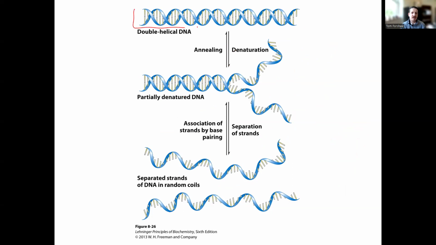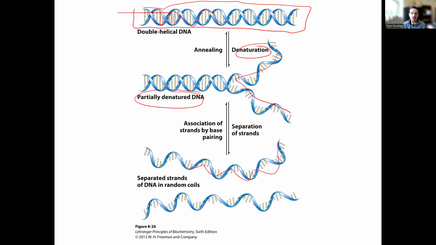You have your double-stranded DNA. In blue is the phosphate backbone, and the bases interacting between it. But if you were to apply heat, you can break it apart. If you continue to apply it, at first it'll just partly break, and then it will completely break apart. But if you were to reduce the heat, then it will come back together in bits and then in whole.